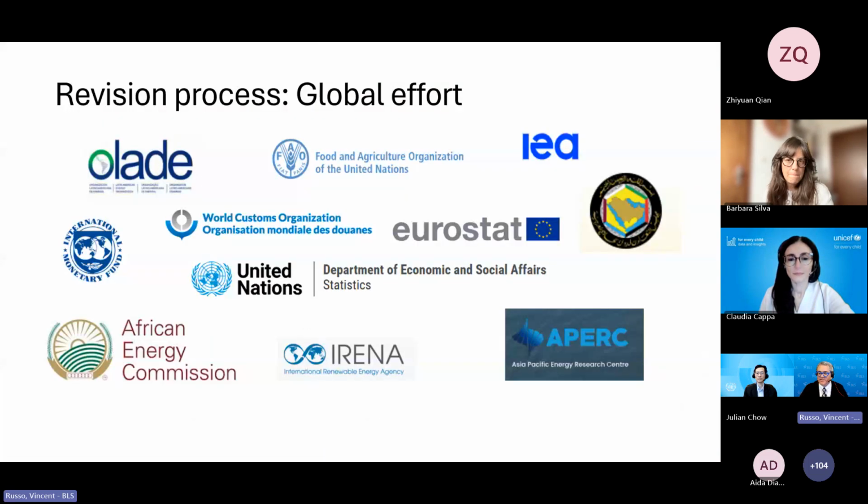The revision process was very much a global effort. We had representatives from 14 different countries and 11 international organizations that provided expertise and perspective during this revision. The task team met regularly, and we also had smaller group discussions on specific topics with subject matter experts. So it was a very extensive consultation.